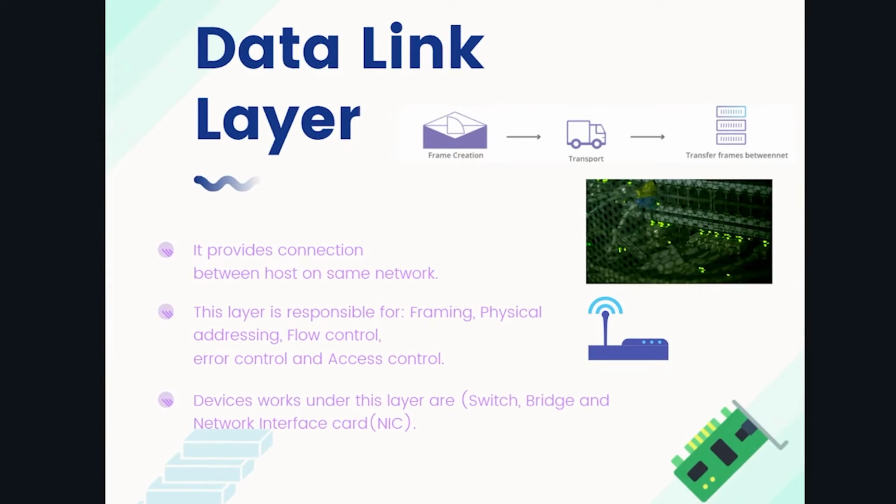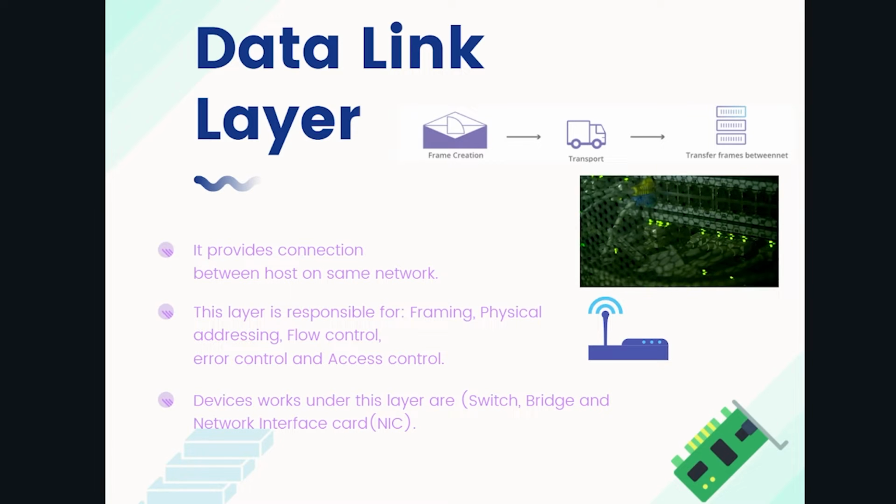Next is the data link layer, which is the second layer of the OSI model. It provides connection between hosts on the same network. It converts bits into frames and forwards it to the network layer. This layer is responsible for framing, physical addressing, flow control, error control, and access control. Devices that work under this layer are switch, bridge, and network interface card. Datagram at this layer is called frames.